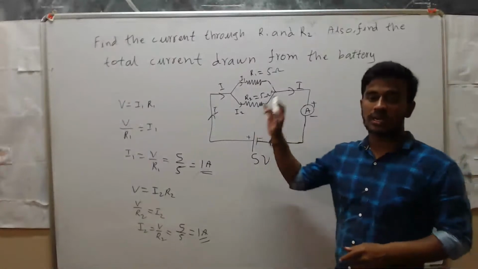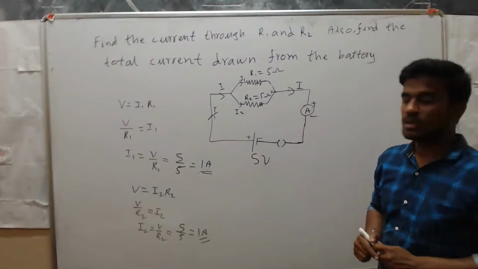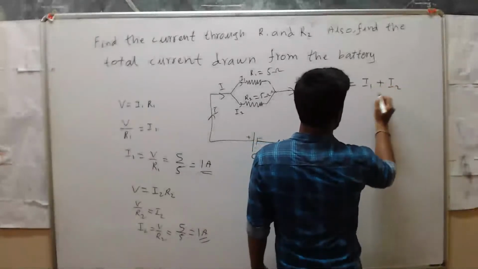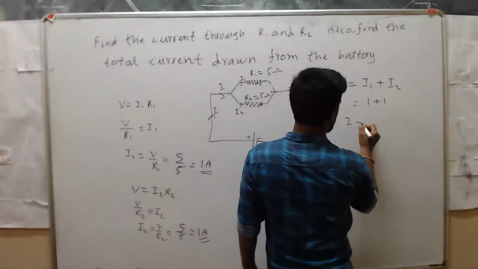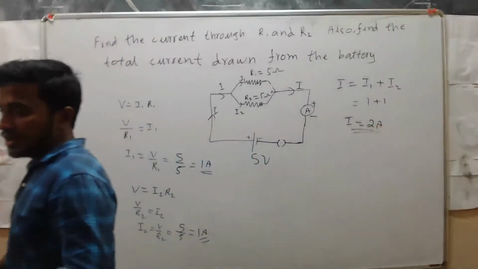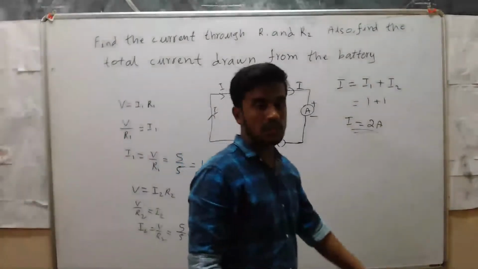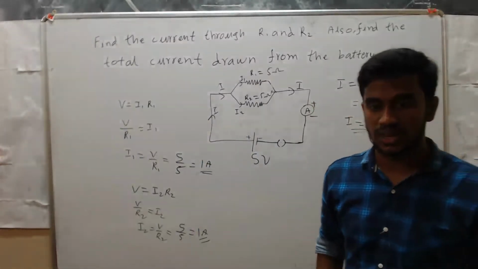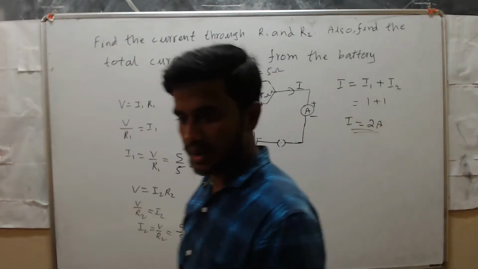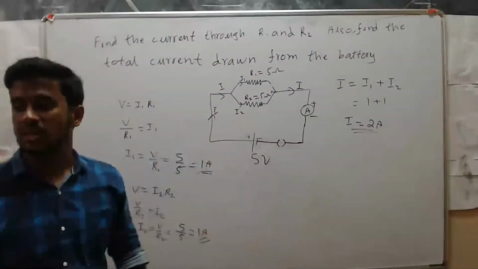Then what is the total current in the circuit? For that we have the formula I is equal to I1 plus I2. What is I1? 1 plus 1. So I is equal to 2 ampere. Okay. Now calculate total resistance in the circuit. Total current is 2 ampere. Yes, correct.